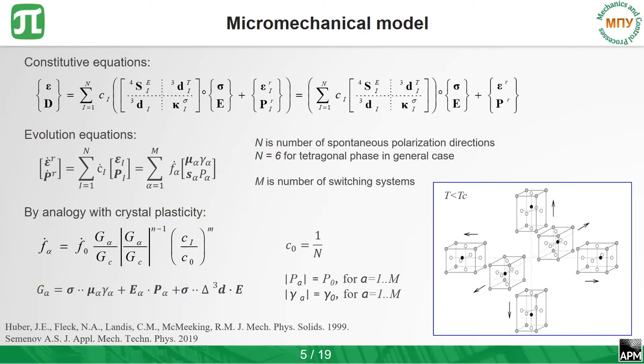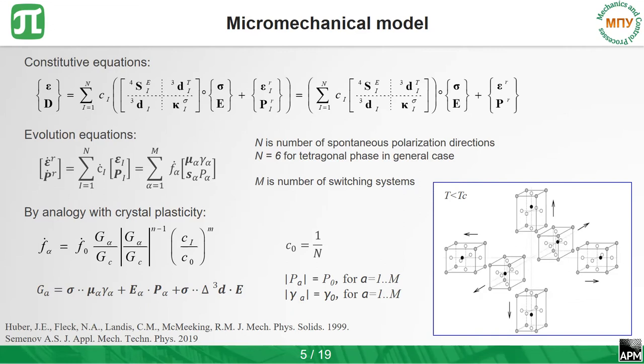And G_c is the critical driving force, a constant, which, in the case of purely electrical loading, really pictures the amplitude of the electric field when the switching occurs. And c0 is the initial volume fraction of each domain.